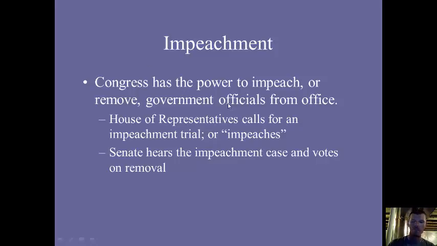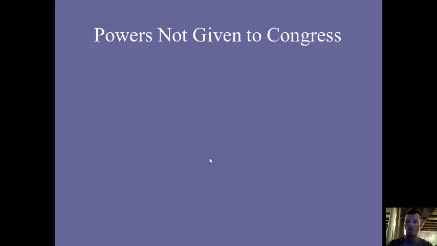So the big thing here, impeaching, the end game is removal from office. The House does the impeaching. Okay, they're the ones that call for the impeachment. And then the Senate, they're the ones that try the impeachment case. They're the ones that find guilt or innocence, and they say whether or not you're going to be kicked out of office or you're going to stay in office. Okay, so that's really the ins and outs of impeachment. Congress does the impeaching. The House calls for the impeachment, and the Senate hears the trial.